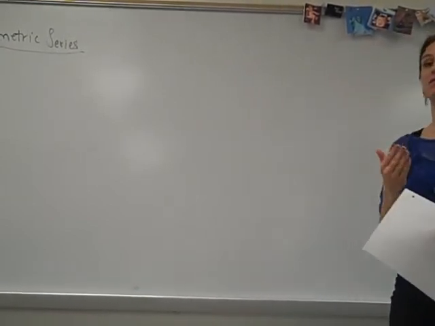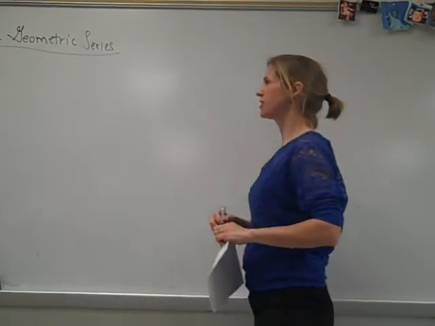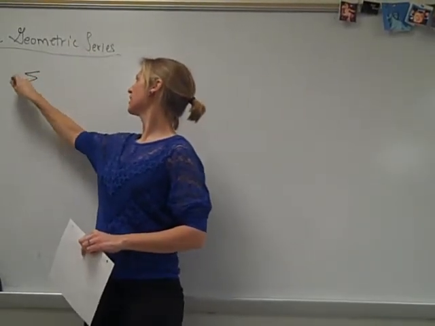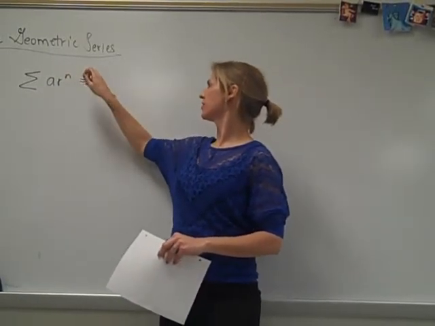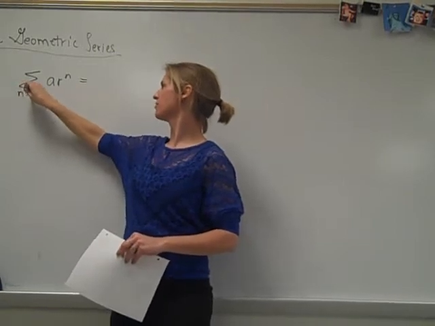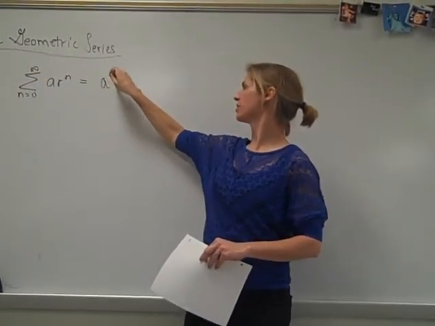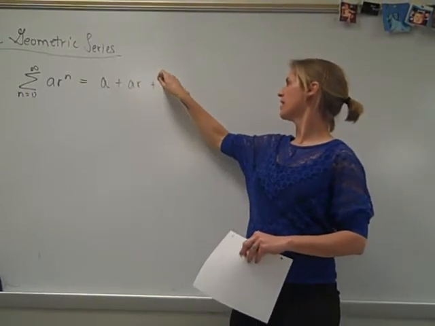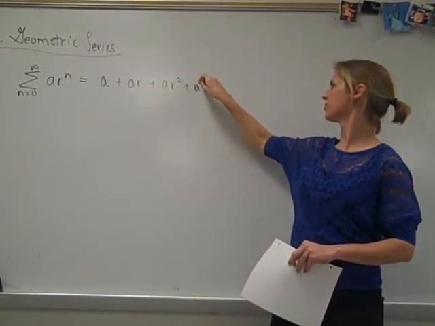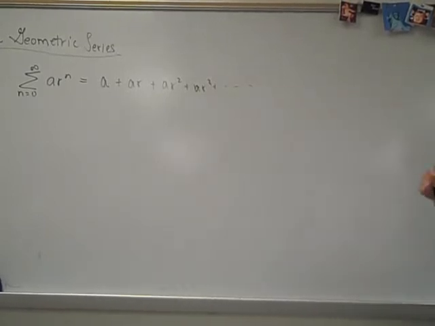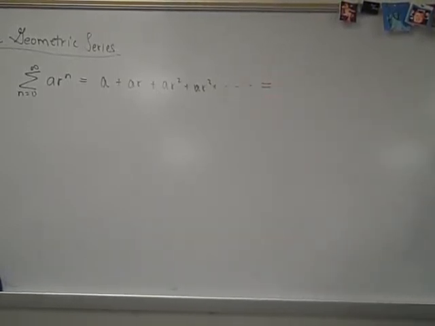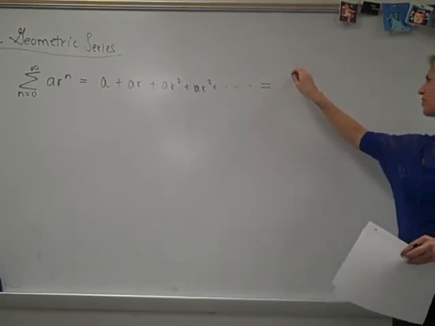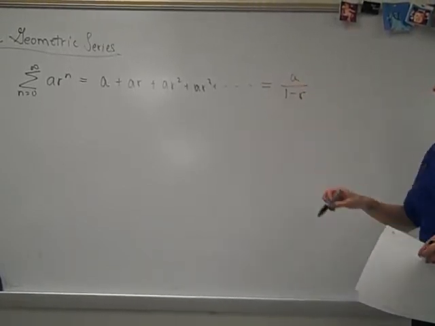Alright, so what you should have gotten out of yesterday was that a geometric series usually looks like this: a times r to the n. When you write it out, with n going from 0 to infinity, you have the first term, the second term, the third term, the fourth term, and so on. a is called the first term, r is the multiplier. And to find out what that series adds up to, we have a formula for it. Is it a over 1 minus r? Yeah.